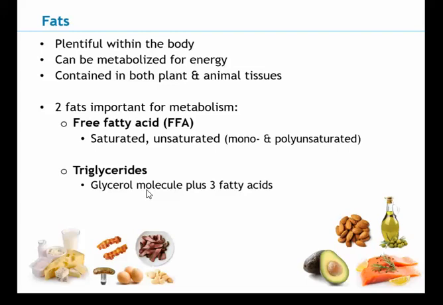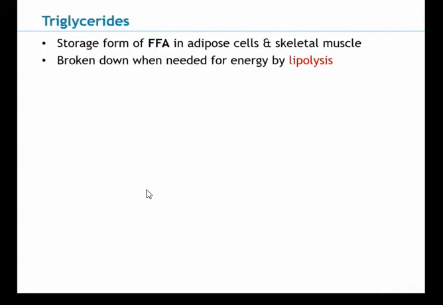But we'll talk about how we break down triglycerides, and that'll be what we discuss on the next slide. So the storage form of free fatty acids in adipose cells and skeletal muscle is triglycerides. So we store those in adipose, which is fat tissue. An adipocyte is a fat cell, and a myocyte is a muscle cell. So it's also stored in skeletal muscle. We break down our fats for energy, and when we break them down, we do that by lipolysis.